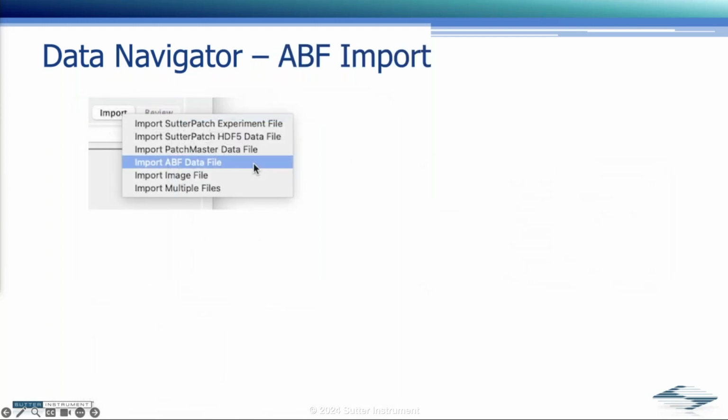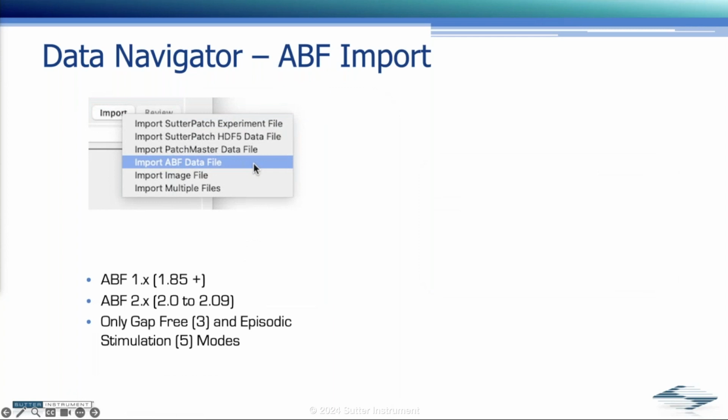ABF file import is limited to ABF 1.85 and above files, and ABF 2.0 to 2.09, and the reason they're separated is because they have different header types. We only support gap-free and episodic stimulation modes. I believe in ABF, it's mode 3 and 5.